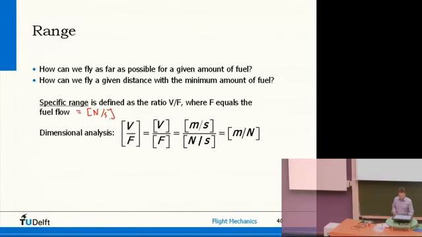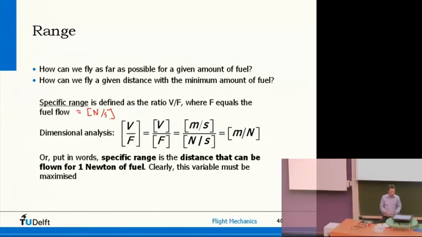You will see that directly if you look at the dimensions. Airspeed is meters per second you fly. Fuel flow is newtons per second, amount of fuel per second. So the seconds are divided out, seconds on the top and on the bottom. This means that V over F is an indication for the number of meters you can fly with a given amount of fuel. So you can see straight away that if you optimize that variable, then you can fly the furthest you can with a certain amount of fuel.